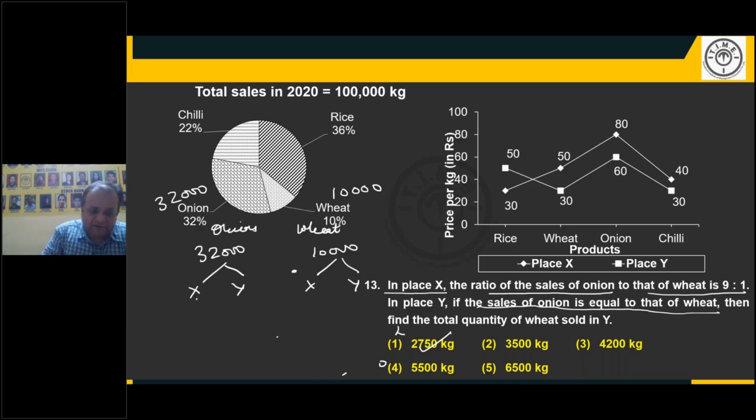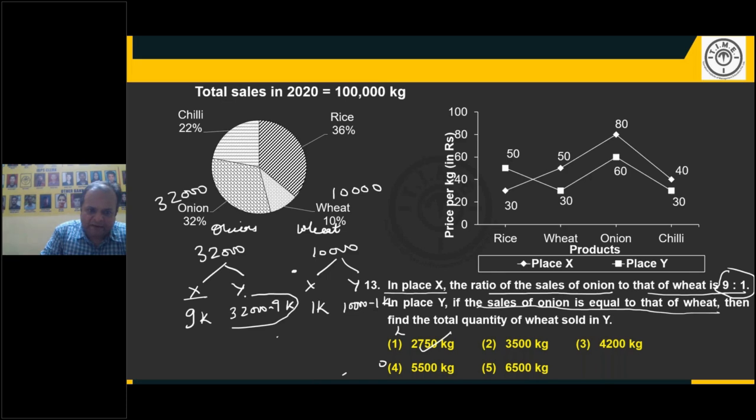It has been given place X ka ratio is 9:1. So can I say place X mein if this is 9K, then this is 1K? Out of 32,000, place X में 9K है, so at place Y it will be 32,000 minus 9K. And out of 10,000, 1K is at place X, so at place Y it will be 10,000 minus 1K.